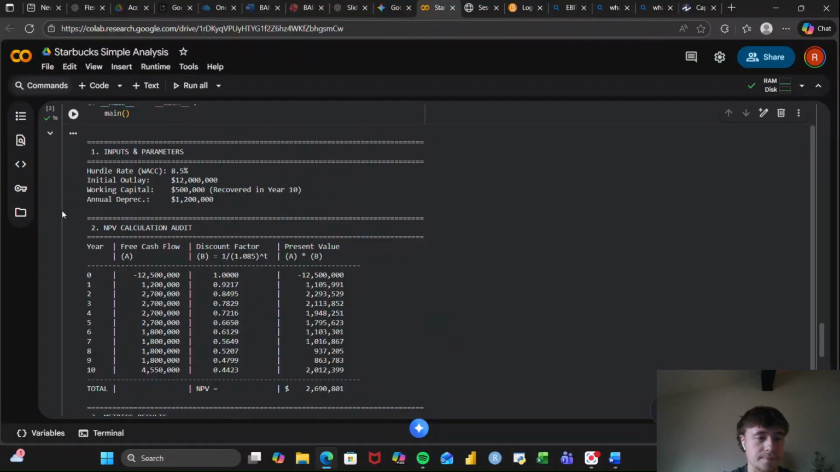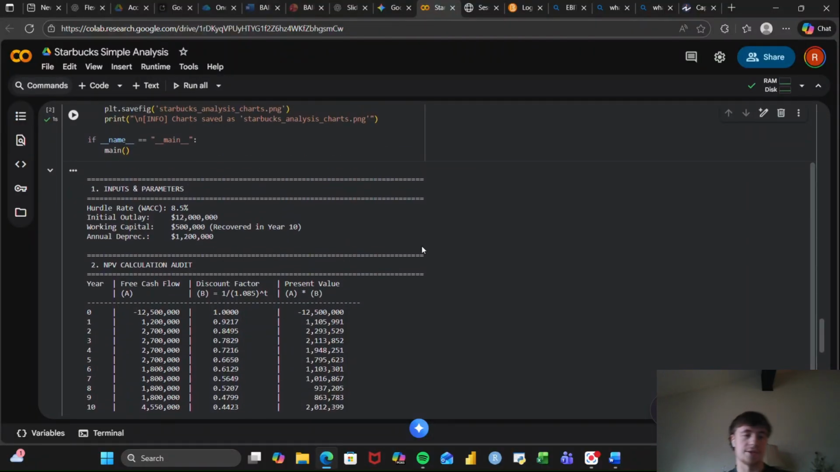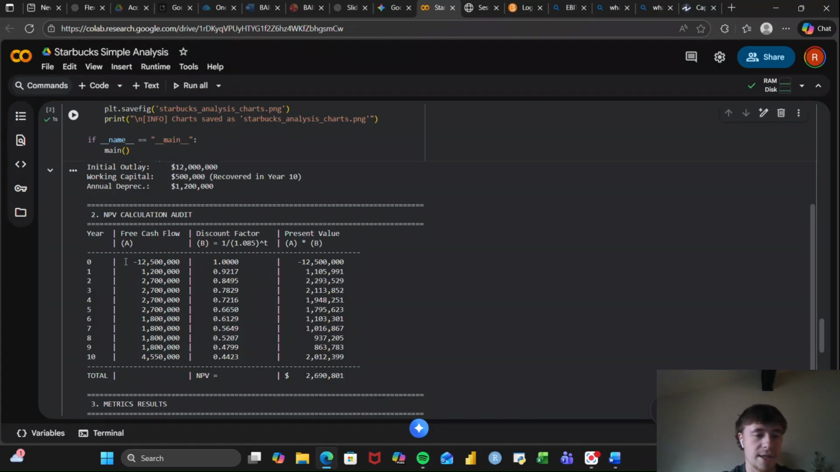And here we are. Right here, just the initial parameters. I'm not going to go through them again. I've mentioned them multiple times. But basically, in year zero, we have our initial investment of 12.5 million. And then the discount factor is just 1 because it's year zero. So our present value for that year is just going to be negative 12.5 million because we spent that.